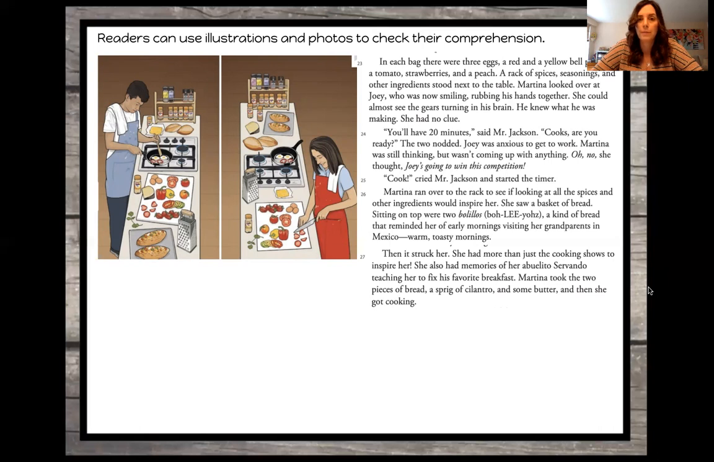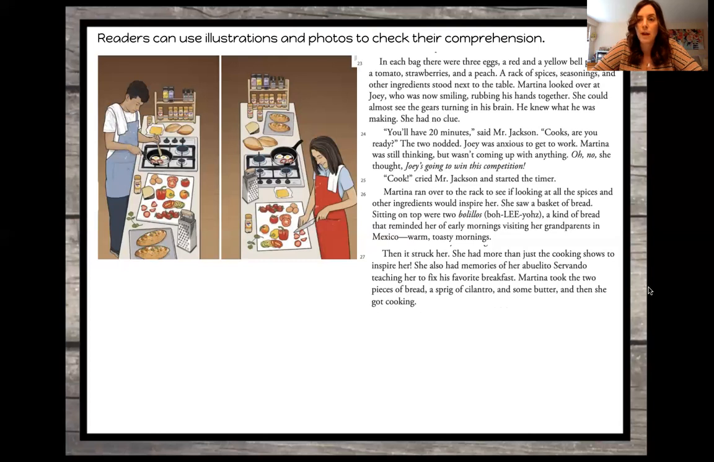She had no clue. "You'll have 20 minutes," said Mr. Jackson. "Cooks, are you ready?" The 2 nodded. Joey was anxious to get to work. Martina was still thinking, but wasn't coming up with anything. Oh no, she thought. Joey's going to win this competition. "Cook," cried Mr. Jackson, and started the timer.